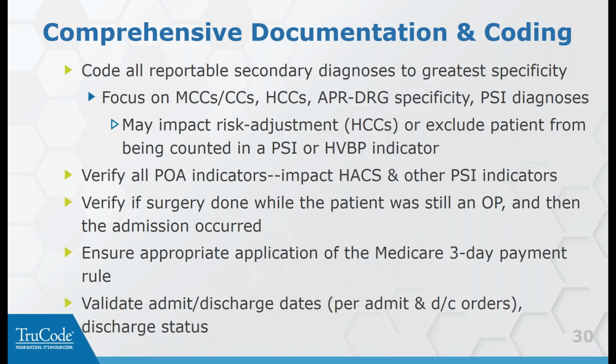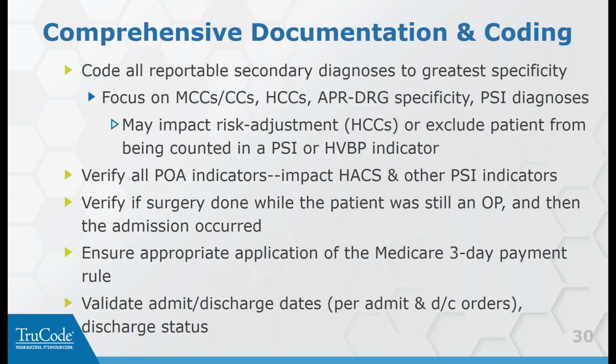Obviously, the POA indicator plays a huge role. It impacts the hospital-acquired conditions that I just mentioned, and it also impacts many of the PSI indicators as well. So you want to make sure that any POA indicators in the inpatient setting are accurate. You need to pay attention to when surgery was done on that patient. Did they have outpatient surgery and then they got admitted to the hospital setting, because that has a huge impact on what the principal diagnosis is going to be, etc. You need to pay attention to whether the 3-day payment rule for Medicare is being applied for any patient testing that was done prior to the admission.